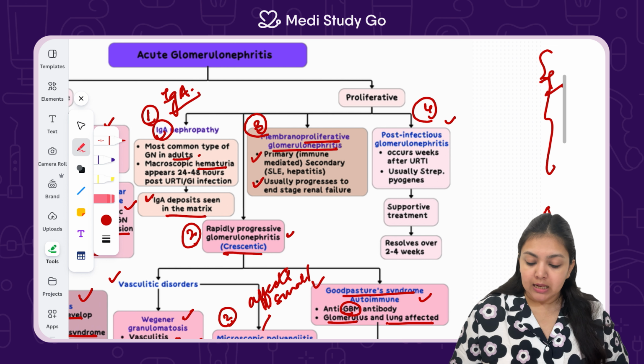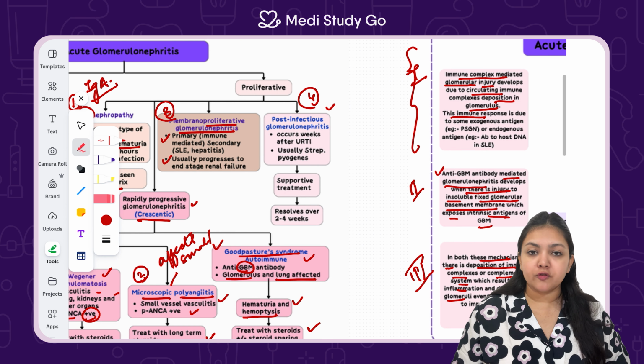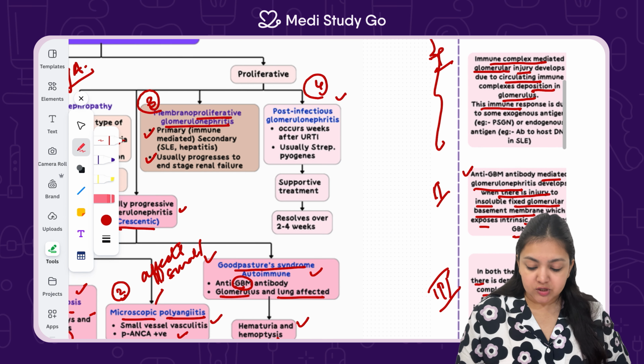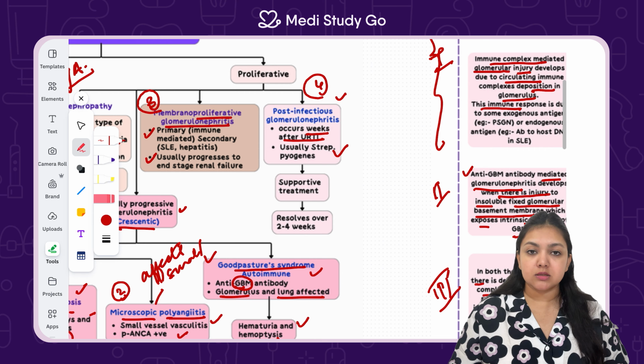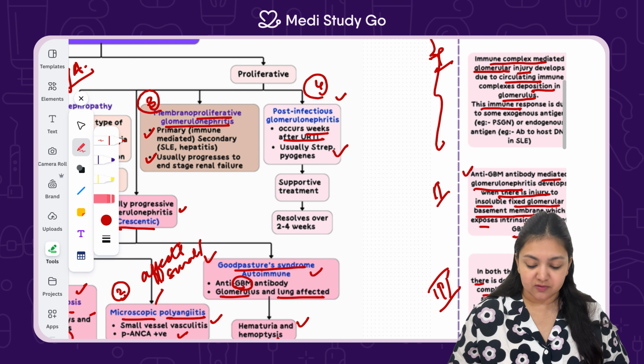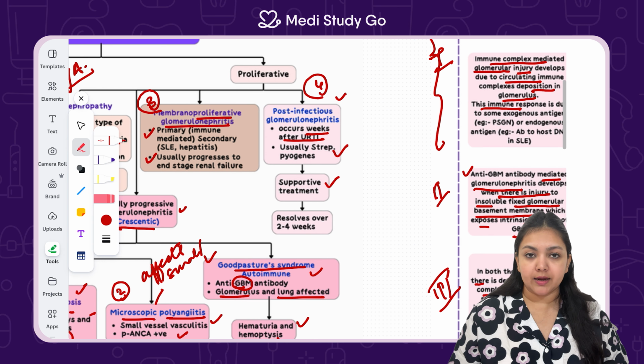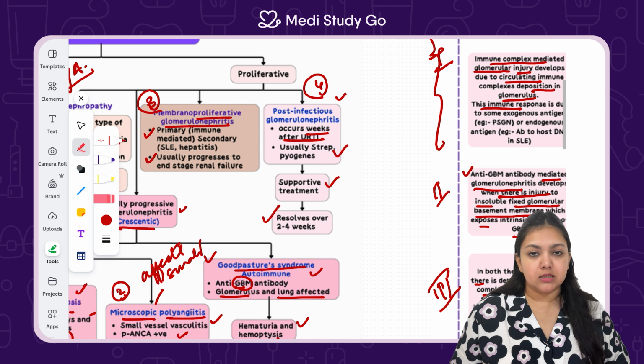Lastly is post-streptococcal infection, which occurs weeks after any urinary tract infection, usually because of Streptococcus pyogenes. So this is the bacteria involved in this specific case. Supportive treatment will be required because if the bacteria is eradicated, the defect will also be corrected. So antibiotics will be needed and it resolves easily over 2 to 4 weeks.